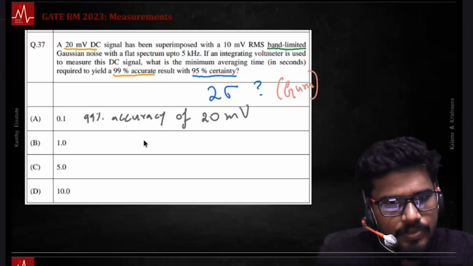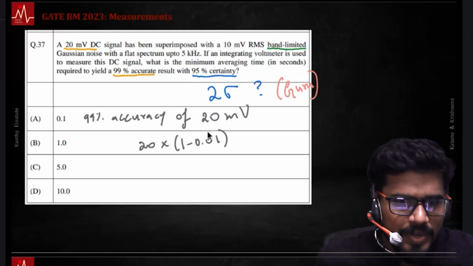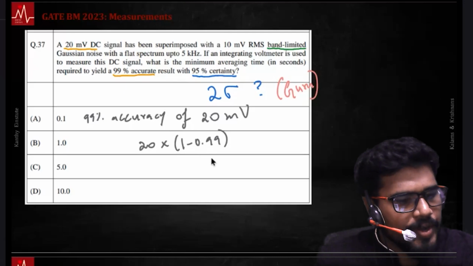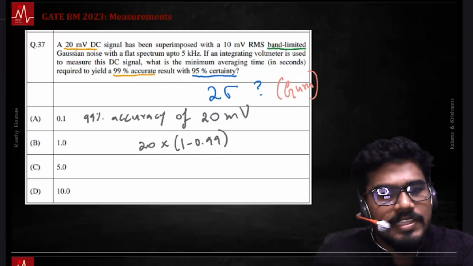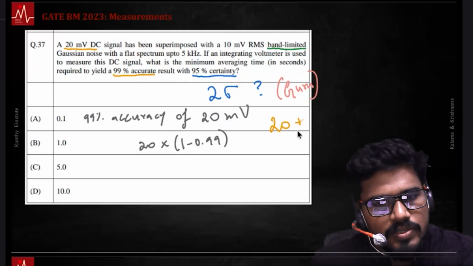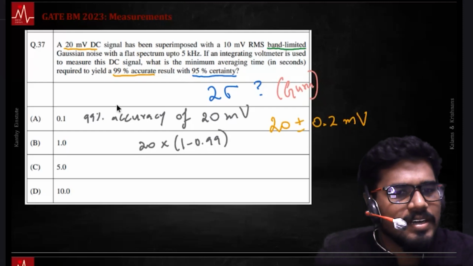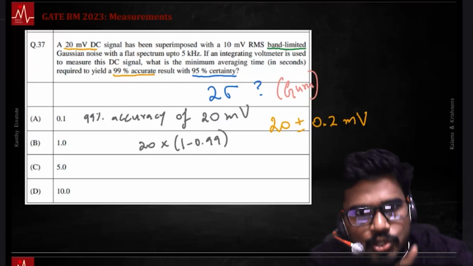That's quite good. So 22 minus 0.01. That is 1 minus 99%. That is 0.01. Okay. That happens to be 0.2 millivolts. So you want a measurement within this range. You want a measurement within T plus or minus 0.2 millivolts. We got that from the expected accuracy. That's how we connected those two numbers.